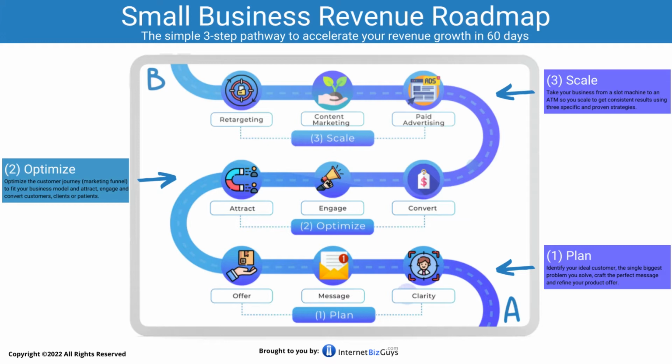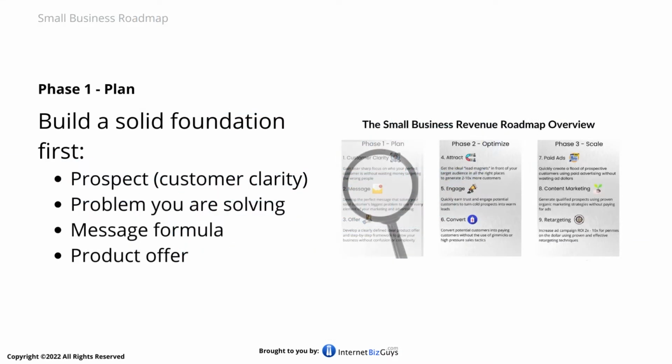It's actually 3 phases with 3 steps in each phase. The first being the plan. And that's where we build a solid foundation to start with, one where we know exactly who the customer is. And we know what their single biggest problem is that you're going to solve for them. What is the message that you're going to communicate through all of your correspondence? And then how is your product offer structured in such a way that it makes the customer journey very clear in how they go from being a prospect to an actual paying customer.